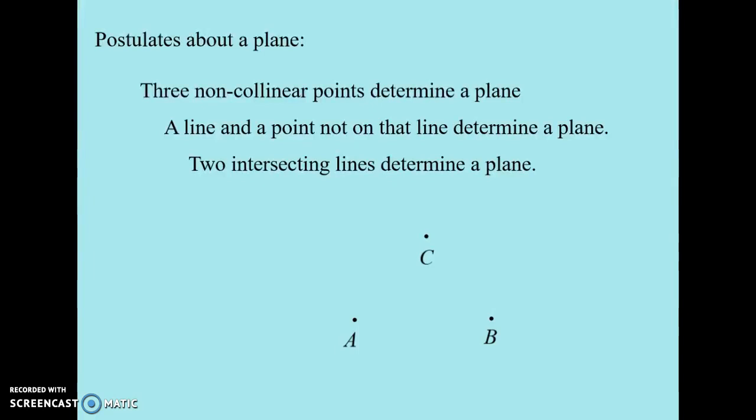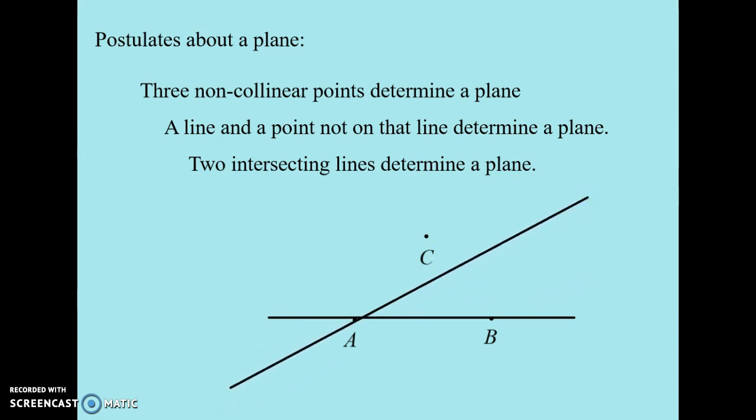Postulates about a plane. 3 non-collinear points determine a plane, and we've shown this before. A line and a point not on that line determine a plane. So if I draw a line through AB and I have that point C, that determines a plane also. So it's a line and a point that's not on that line also determine a plane. And 2 intersecting lines determine a plane also.